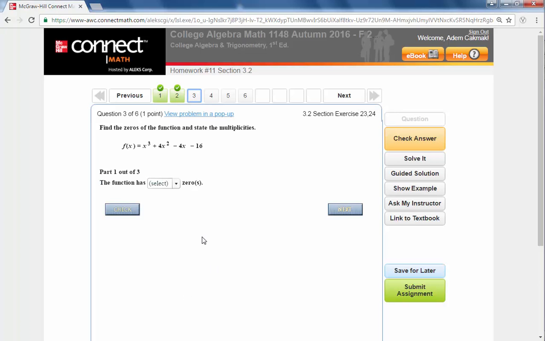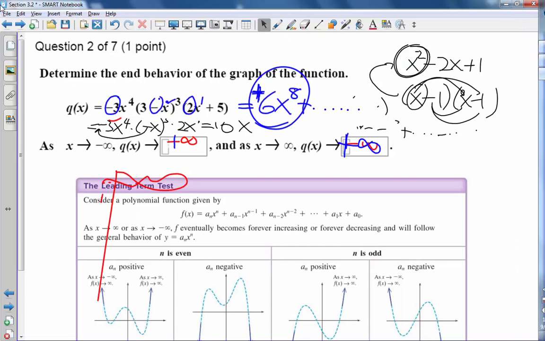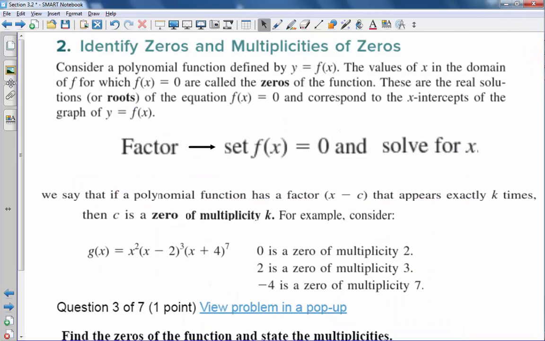Alright. End behavior is over, but that doesn't mean we won't be seeing it again. We will see it soon again. But we need to first talk about zeros. Finding zeros and determining their multiplicities.